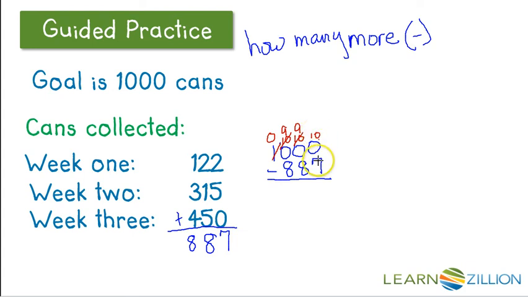Okay, so 10 minus 7, that is 3, because 7 plus 3 makes 10. 9 minus 8, that is 1. And then 9 minus 8 again, that is 1. So the answer we have, because they need how many more cans do they need, is 113. Don't forget to label cans. Because are we talking about cans? Are we talking about weeks? Are we talking about students? What are we talking about? Make sure you label.